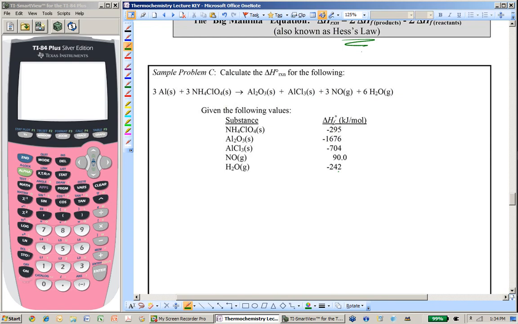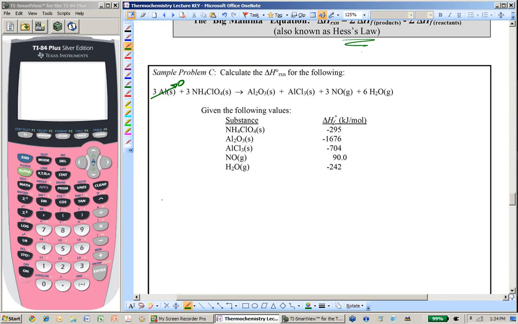So here's a big hairy equation, and they want us to calculate the delta H naught for this reaction. All right. What are we going to do? Well, first thing I'm going to do is I'm going to look for elements because they simplify my life. There's one. Dang it, that's the only one I got. Okay, so at least I don't have to deal with aluminum. Aluminum's delta H value is 0.